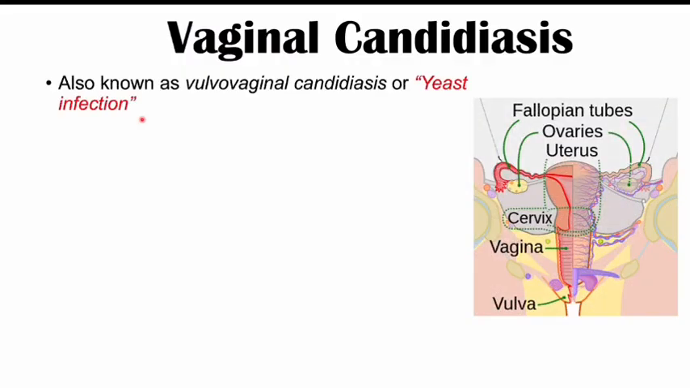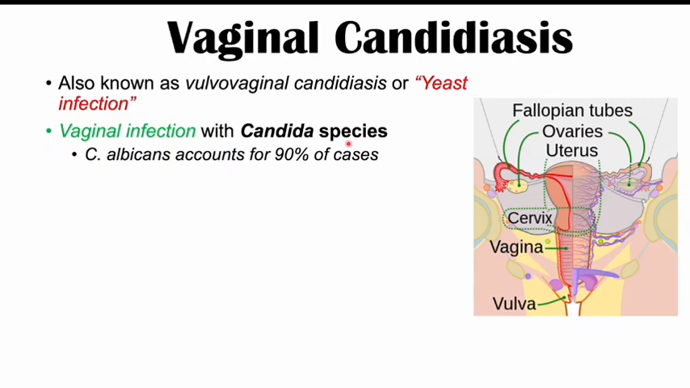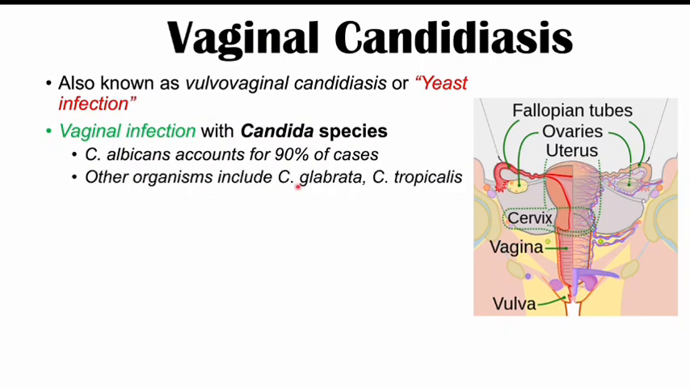So vaginal candidiasis is also known as vulvovaginal candidiasis or a yeast infection. So it is a vaginal infection with Candida species. Now, Candida are a fungus. So there are multiple species of Candida. One of them is known as Candida albicans, and this is actually the most common cause of a yeast infection. It accounts for approximately 90% of cases. And then other organisms that can cause a yeast infection include Candida glabrata and Candida tropicalis.